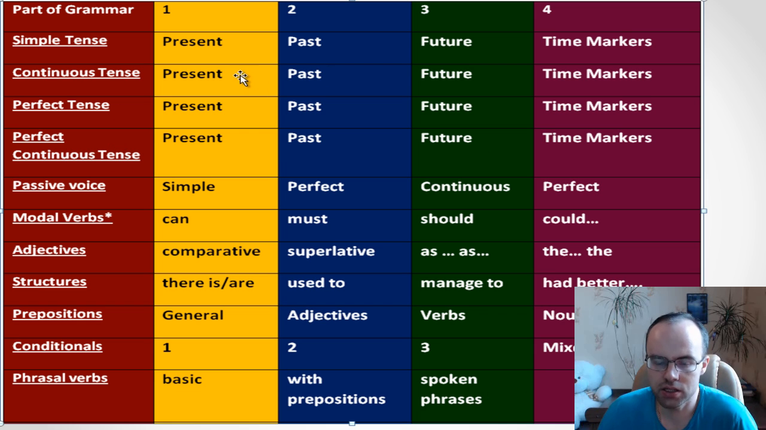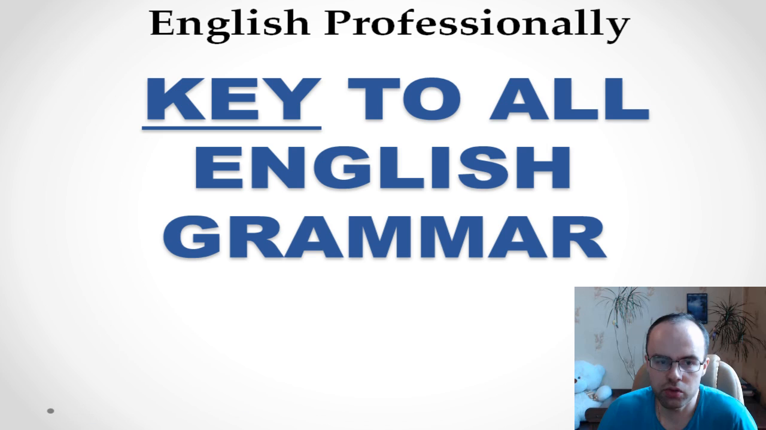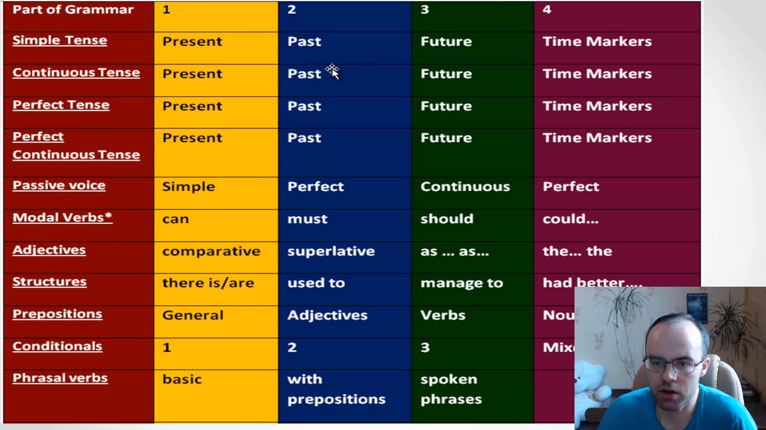Okay, my friends, to sum up, or all in all, in conclusion, all things considered, I want to tell you that really we can call this table key to all English grammar. So it's like a map of your English studies. So what you need to start with and what you need to finish with.